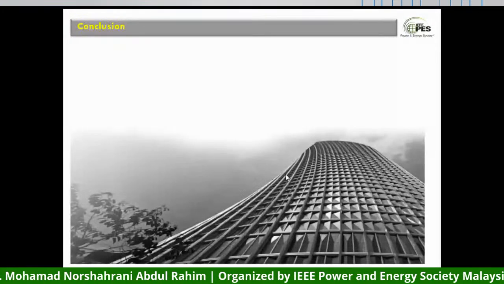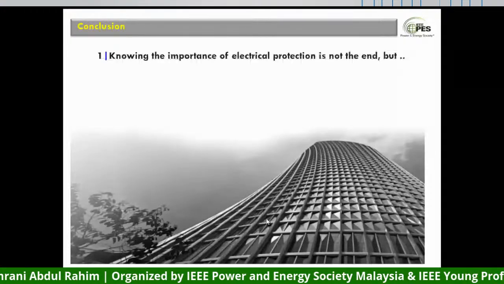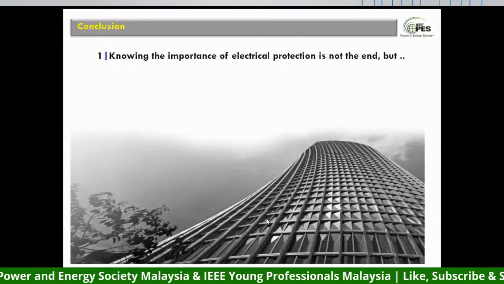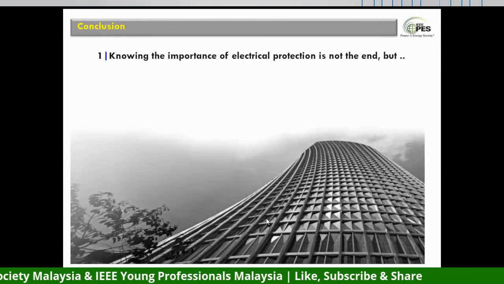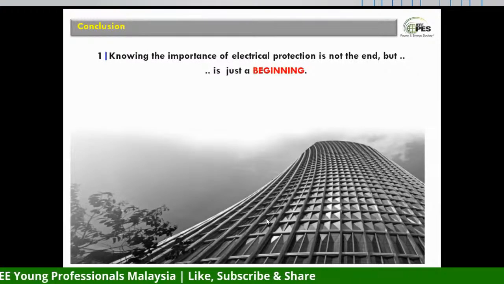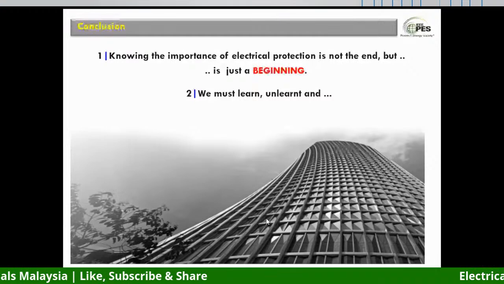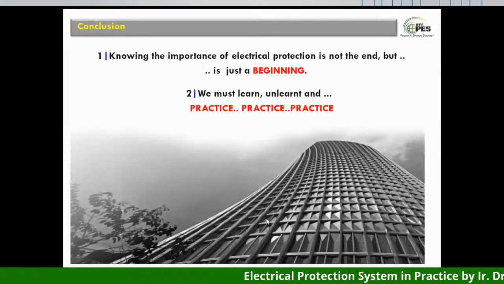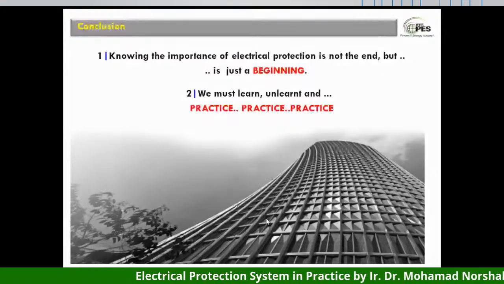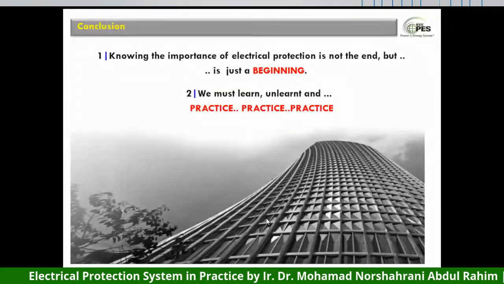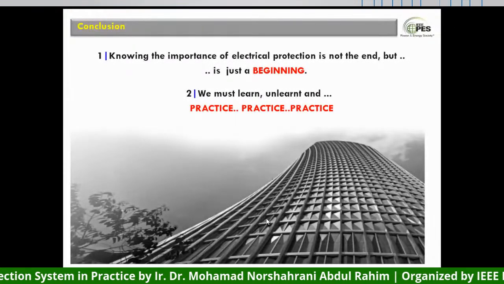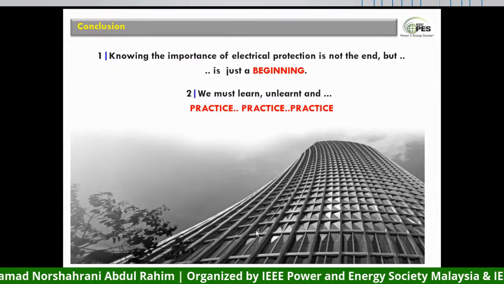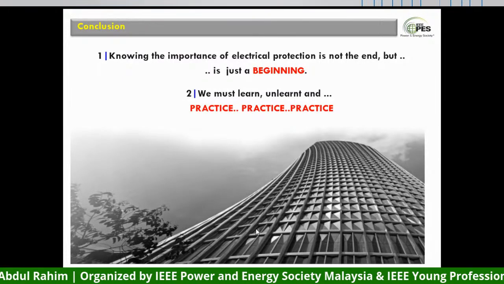So as a conclusion, knowing the importance of electrical protection is not the end, it's just a beginning. We as technical people must learn and unlearn knowledge which is not correct, and then practice. If we just learn without practice, we don't know what the issues on the ground are. With that, I end my sharing today. Thank you very much.